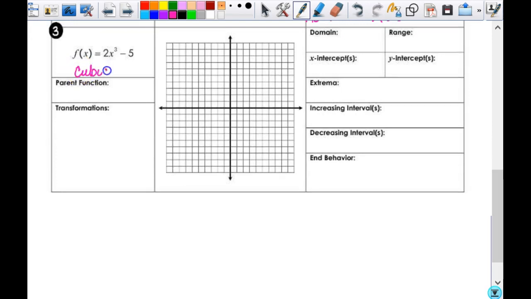Cubic. Cubic. Okay. That's why I'm having it reflect. This. Yeah. All right. That's why I'm figuring out how to do it. That's right. Yes.